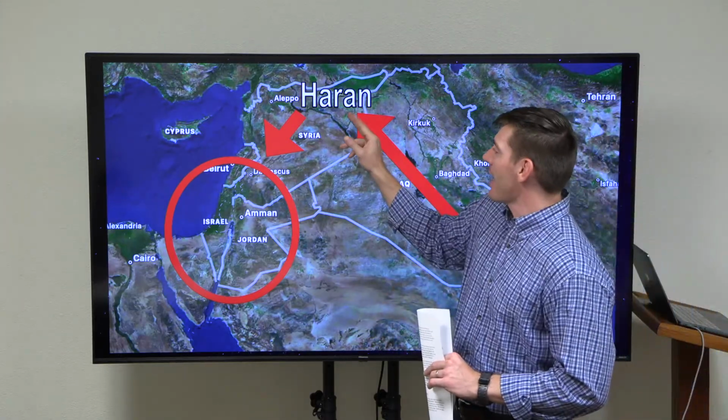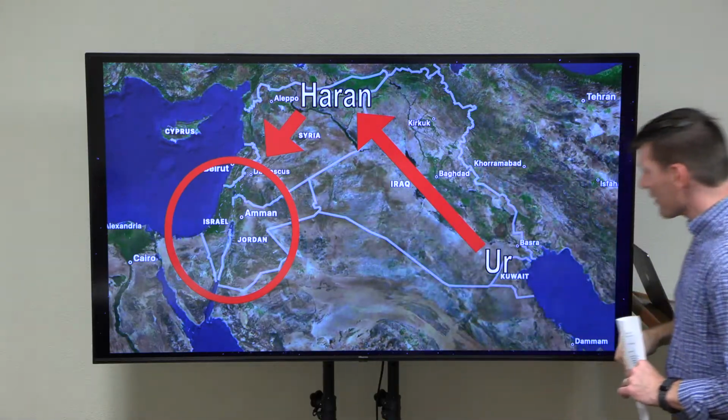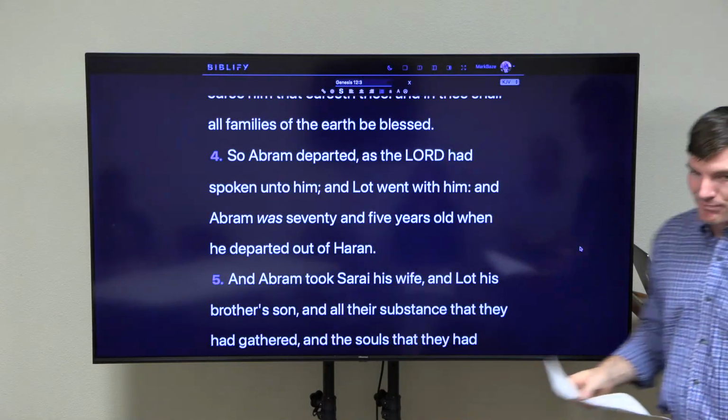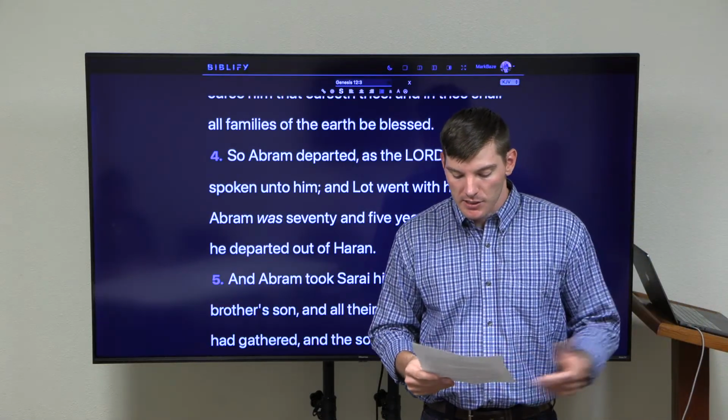So they make it to Haran, and they are now going to depart out of Haran to go to the land of Israel. Okay, the land of Canaan is what it's being referred to in Genesis. And a few things about this, some background information.